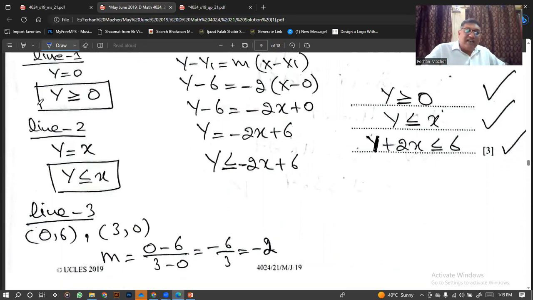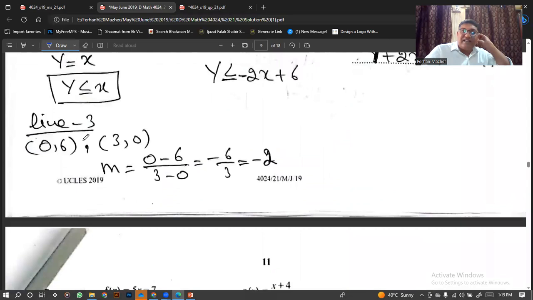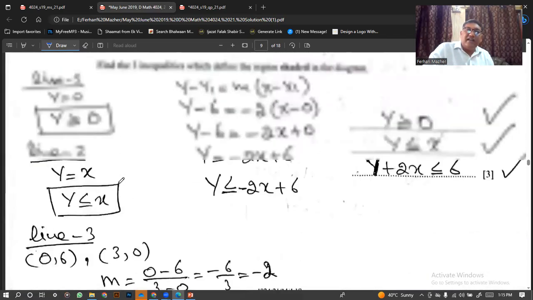Then the third line, I mean this line, I have taken 2 points on this line and I will use them to find out the equation of this line. So line number 3: (0, 6) and (3, 0). First of all, we will calculate the gradient of this line. That will be (0 minus 6) divided by (3 minus 0). That is minus 6 by 3, that is minus 2. The gradient is minus 2.